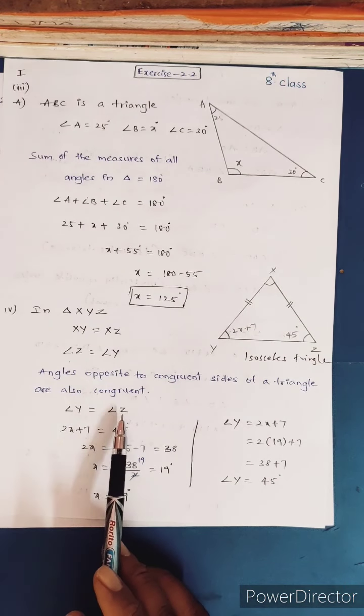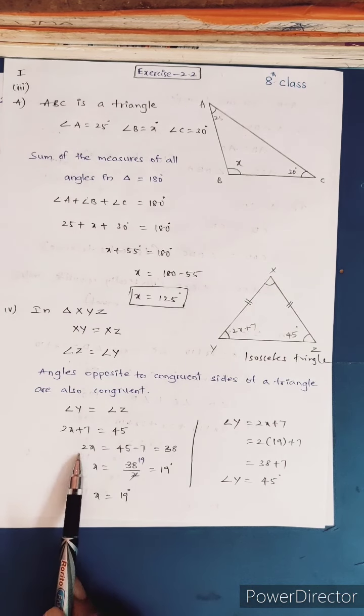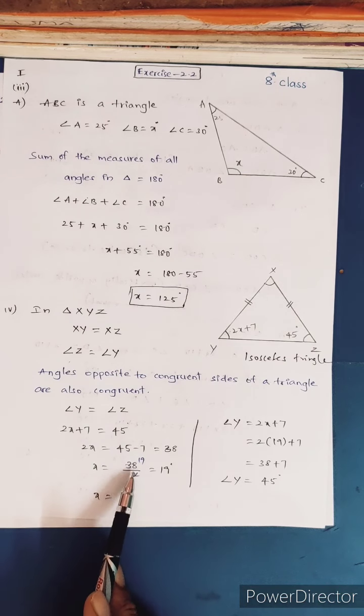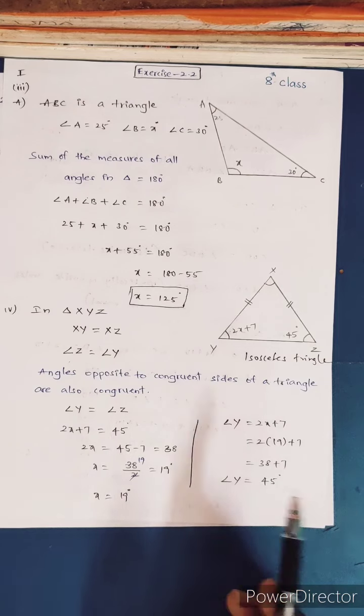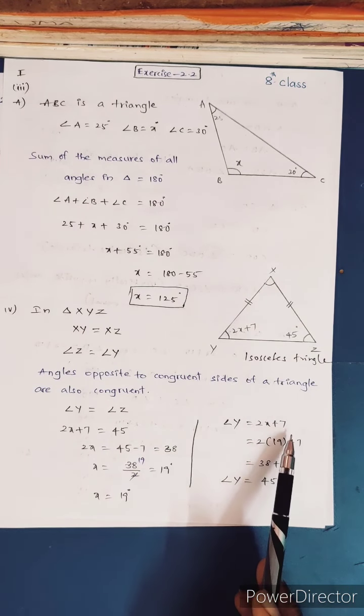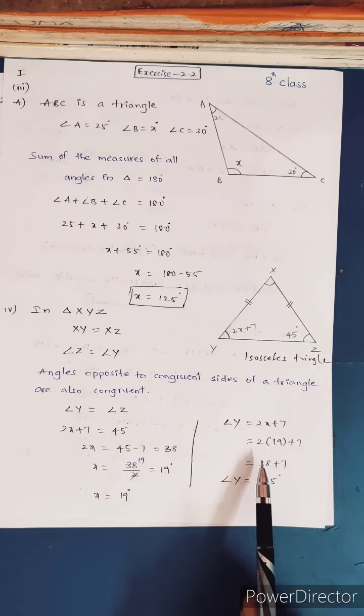Now angle Y is equal to angle Z. Angle Y, 2x plus 7, is equal to 45. 2x is equal to 45 minus 7, 38. x is equal to 38 by 2. The value of x is equal to 19 degrees. Substitute to find the angle Y. Angle Y is equal to 2x plus 7, 2 of 19 plus 7. 19 twos are 38 plus 7, 45 degrees.